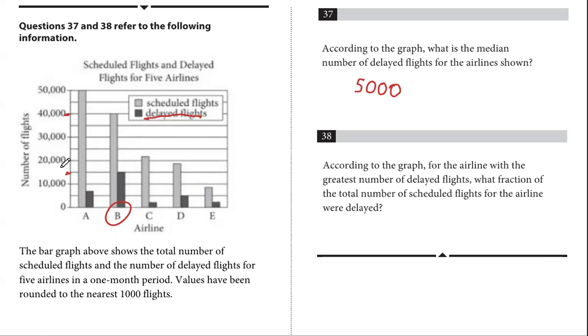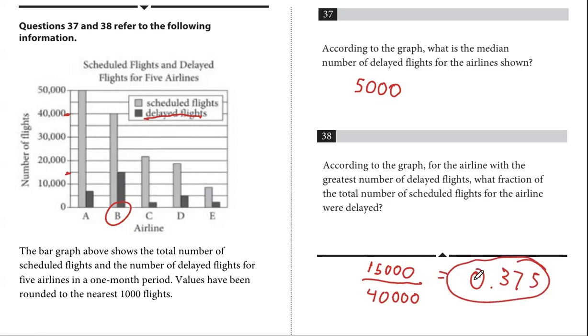And so in this case, you have a total of 40,000, and you have 15,000 delayed. So 15,000 over 40,000, which is 15,000 divided by 40,000, is 0.375. So the correct answer is 0.375.